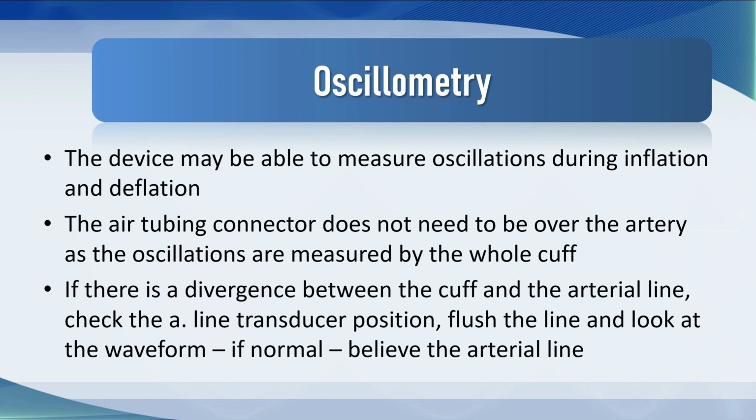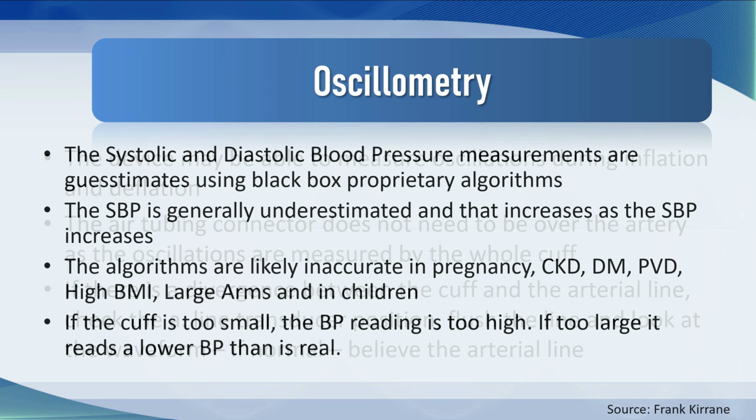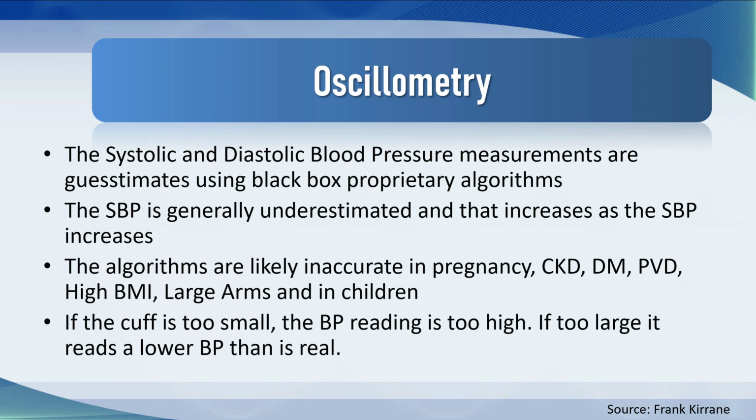If there is a divergence between the cuff and the arterial line, check the arterial line transducer position, flush the line, look at the waveform, and if it's normal, believe the arterial line. It is almost always more accurate. Again, you've got to make sure that you've got good husbandry on your arterial line. The systolic and diastolic pressure measurements on the oscillometer, and on all oscillometers, are guesstimates using black box proprietary algorithms.